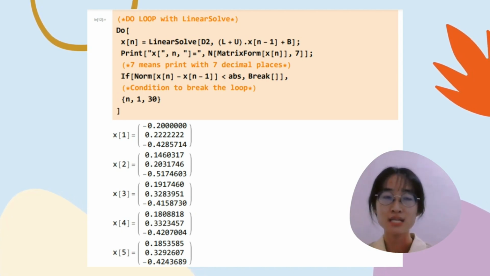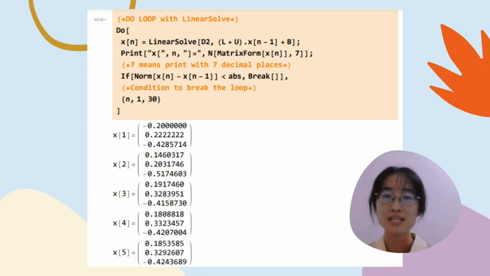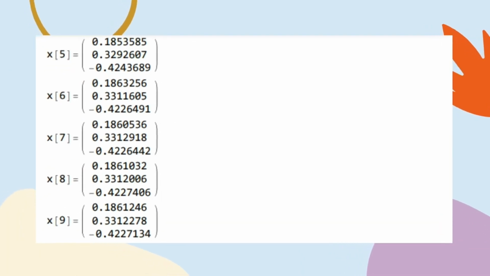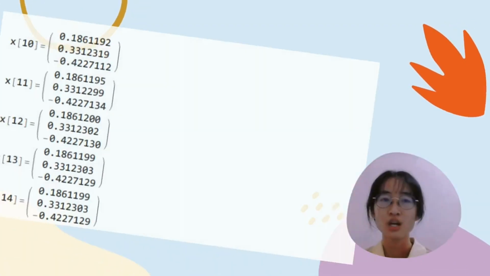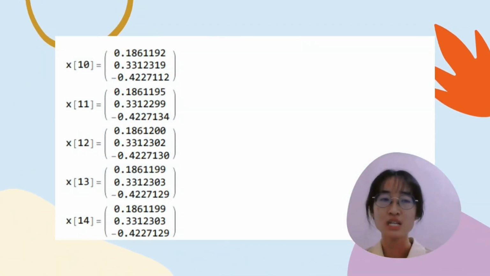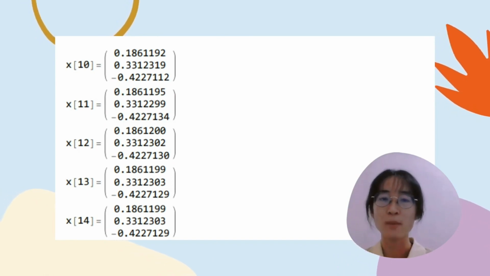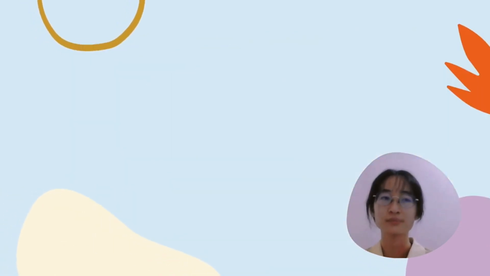The if statement means that our output will break when the norm of xn minus xn minus 1 is less than our absolute value. So, our output is shown below and our iteration stops at the 13th iteration.